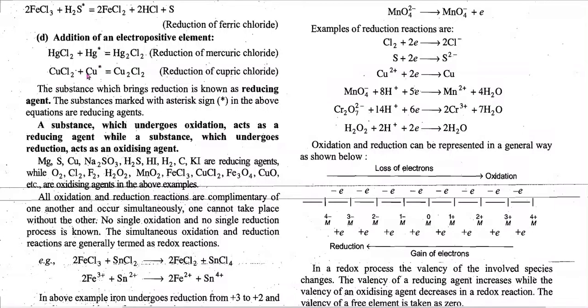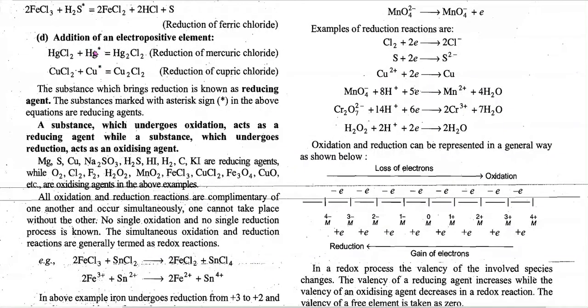Same reaction is also here. Here copper, which is an electropositive element, reacts with cupric chloride, and the cupric chloride gets converted into cuprous chloride. So Cu when attached with CuCl2 forms Cu2Cl2. Okay. Now the next thing is the substance which brings reduction is known as reducing agent.